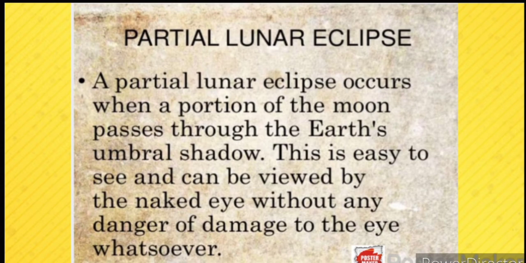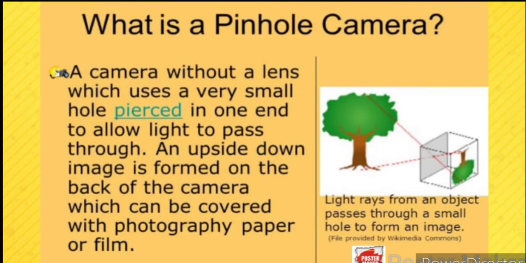Okay. Next topic that we have to study is the pinhole camera. A pinhole camera is a camera without a lens which uses a very small hole pierced in one end to allow light to pass through. An upside down image is formed on the back of the camera, which can be covered with photography paper or a film. See, in the diagram here, light rays from the object pass through the small hole and form the image on the photography paper, and the image is always inverted.